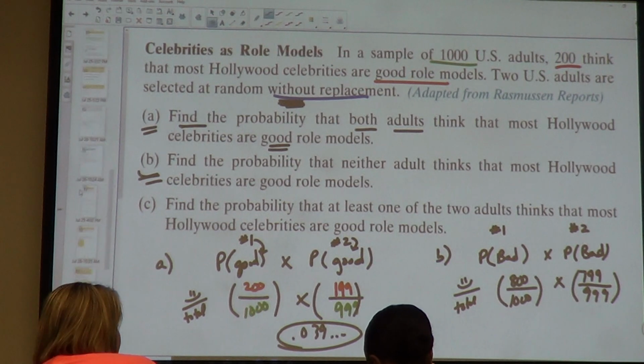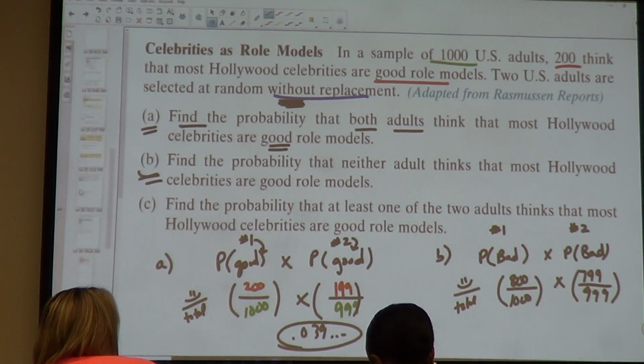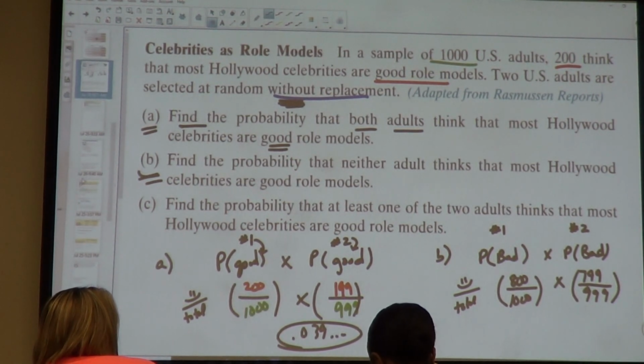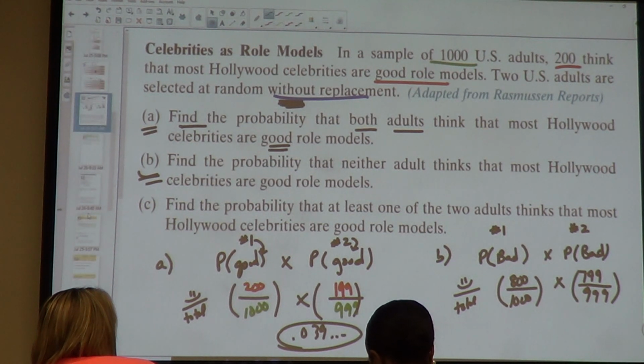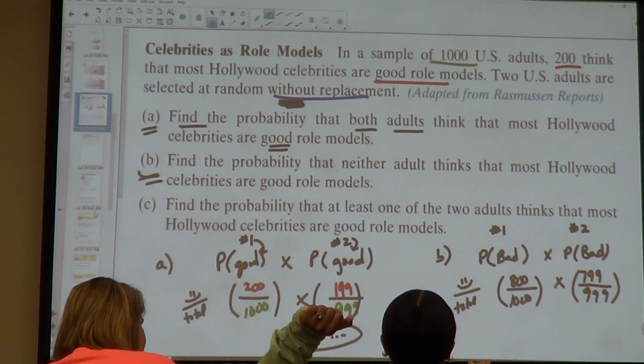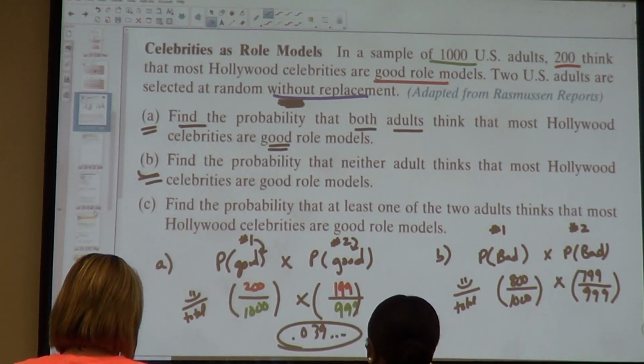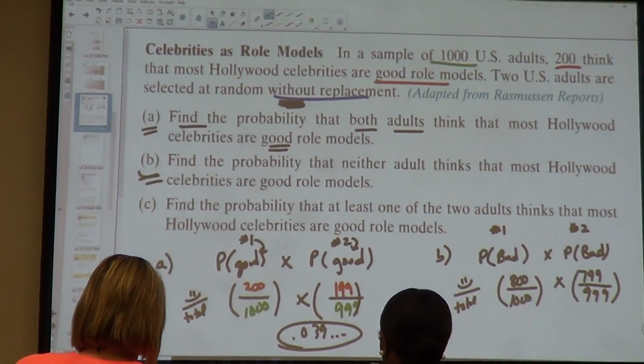Some of us need to be working hard over the break on probability. We have about 15 pages that we are going to do when we get back on probability. It's not going to get easier, y'all. Do not wait till the last minute. I will see you in a week.